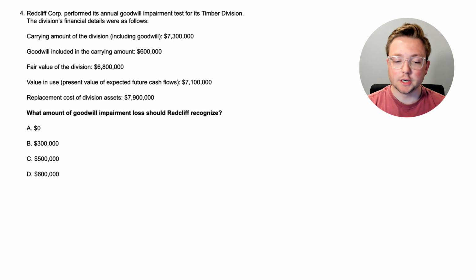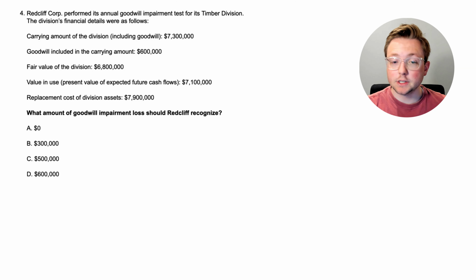All right, here we are at question 4. What amount of goodwill impairment loss should Redcliffe recognize? Okay, let's go through this. Redcliffe Corp performed its annual goodwill impairment test for its timber division. The division's financial details were as follows. Carrying amount of the division, including goodwill, $7,300,000. Goodwill included in the carrying amount, $600,000.